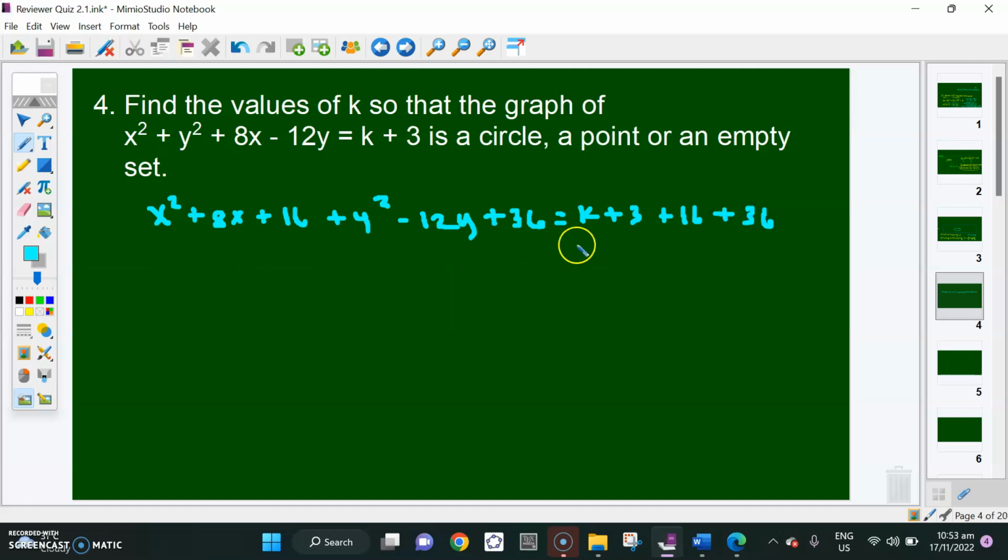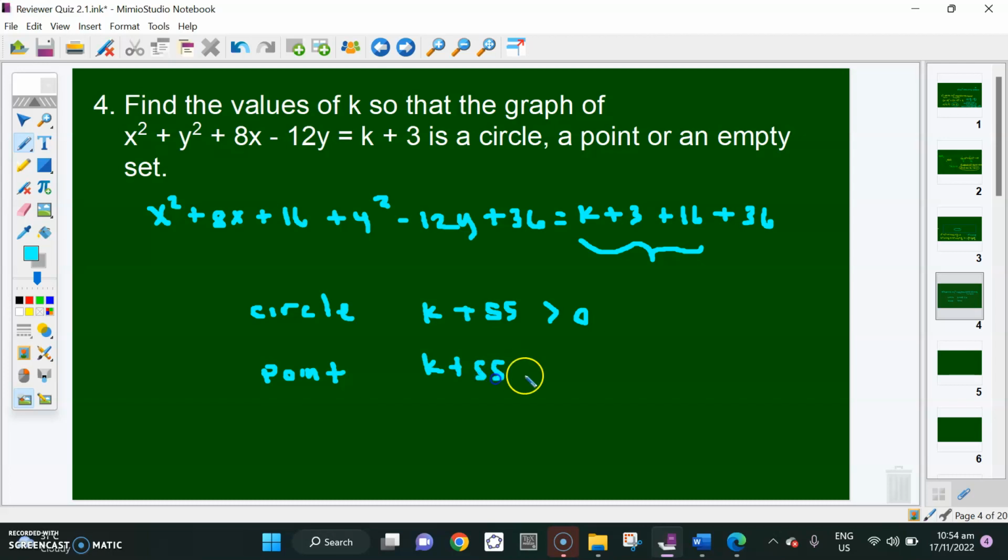Since we're after this, for you to have a circle, which is condition A, the k plus 55 should be greater than 0. If it's just a point, k plus 55 should be equal to 0. And lastly, if it's an empty set, then your k plus 55 should be less than 0.